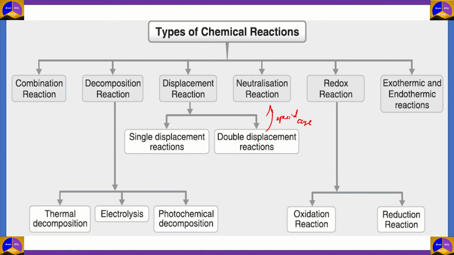And then we have redox reactions, which are basically the sum total of oxidation and reduction reactions. So these are the basic reactions, and when both of them occur in a single reaction, we call them redox reactions. And finally, we have exothermic and endothermic reactions. Exothermic when heat is released, and endothermic when heat is absorbed.